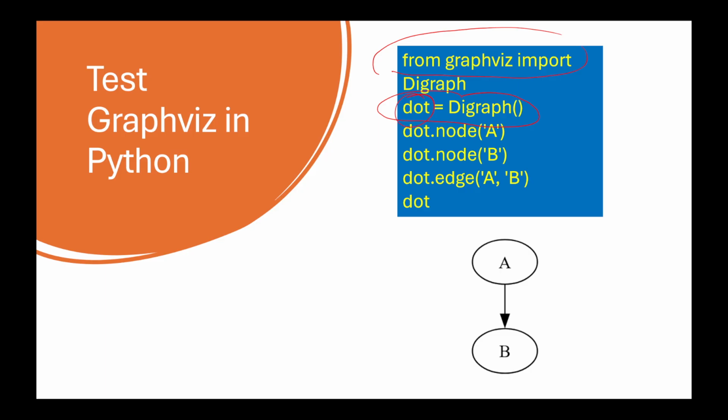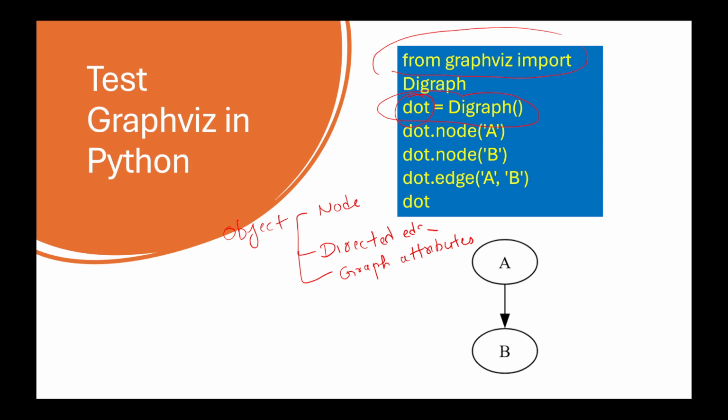Once the object is stored, there are three things: one is the node, another is the directed edge, and later you have to define your layout. I'll write here graph attributes. Graph attributes are your layout or labels.